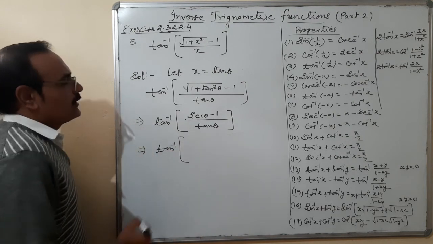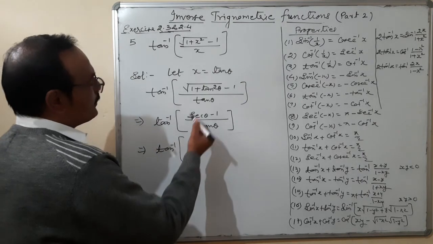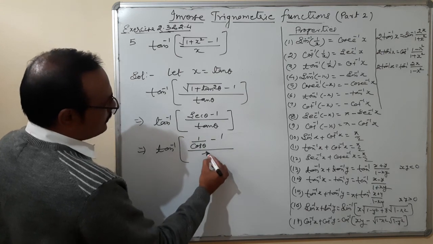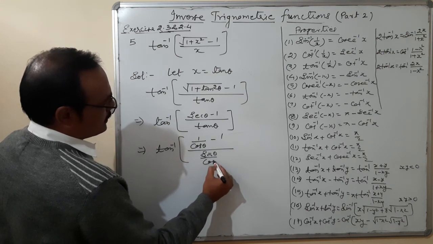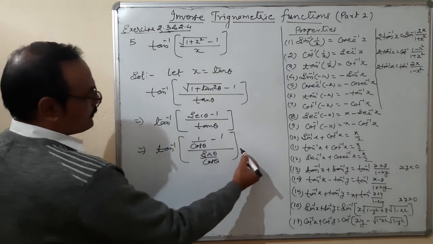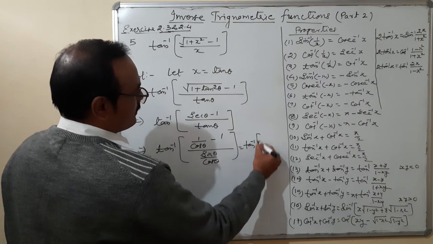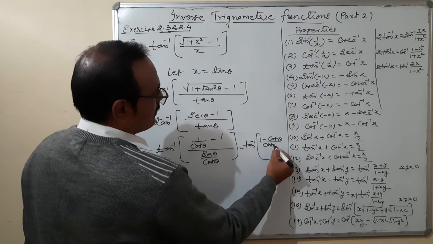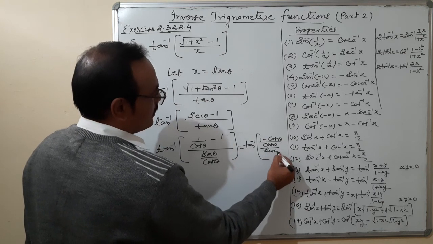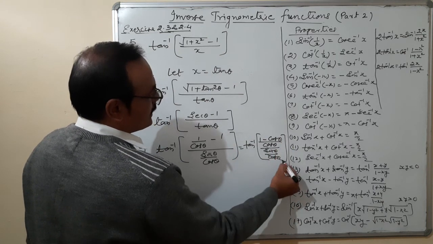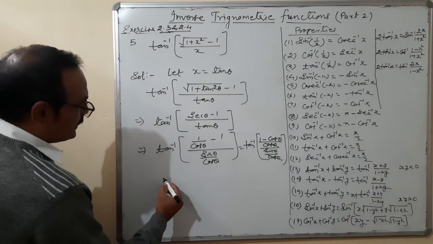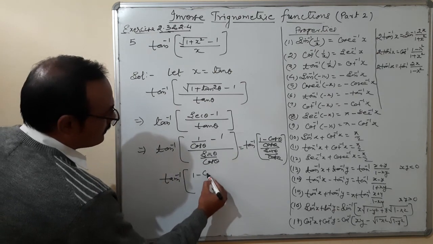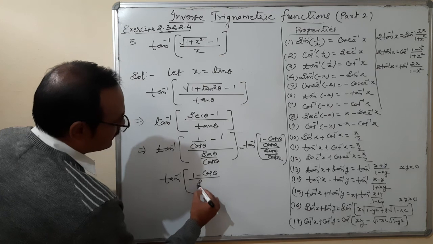Tan inverse sec. Sec is a reciprocal of cos. Sec can be written 1 upon cos theta minus 1 upon tan, which can be written sin theta upon cos theta. So it is coming tan inverse 1 minus cos theta upon cos theta, upon sin theta upon cos theta. Second and fourth cos theta cancel. It is coming tan inverse 1 minus cos theta upon sin theta.